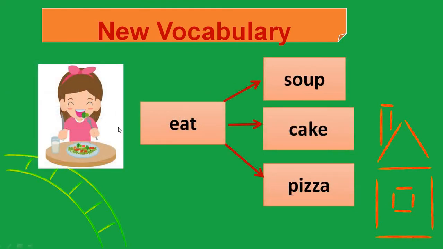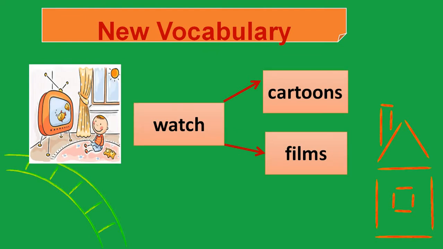Okay, so what can we eat? We can eat soup, cake, or pizza, and so on. Ми можемо їсти суп, торти, піцу і багато чого смачненького. So, and what can we watch? We can watch cartoons and films. Можемо дивитися мультики, фільми, or different video clips. Або різні відеокліпи.